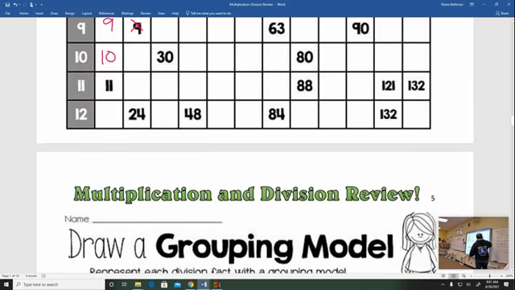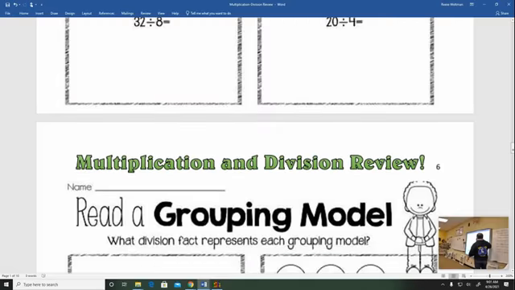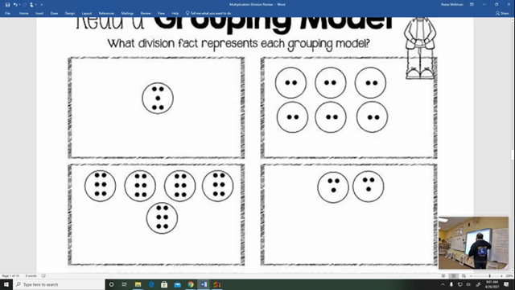Okay, so the next page then, guys, all you're doing on this page is writing the division fact. It says what division fact represents each grouping model. So look at the first one. If you haven't noticed, we're doing each one of those first ones together. Somebody look at that first one and tell me what the multiplication equation is there. What is it? Brewer? 1.5. That's right.